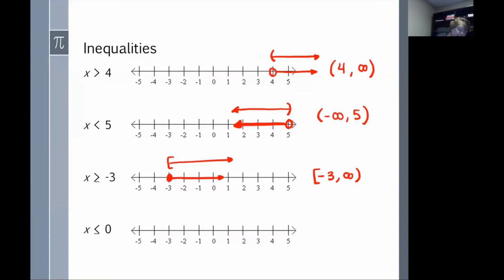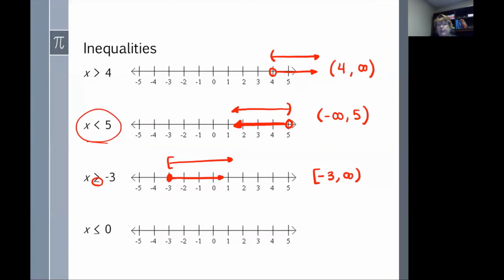So if we have equals in our inequality symbol, we use a bracket. If we don't have an equality included in our inequality, we use a parenthesis. So a parenthesis if you have less than or greater than. A bracket if you have less than or equal to or greater than or equal to. So if you have equality, you use a bracket.